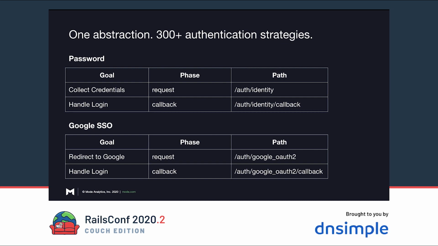Omniauth really has only one central idea. All forms of authentication boil down to a request phase and a callback phase. In the request phase, we check for evidence of the user's identity. We look for an existing session and ask for credentials if we don't find it. In the callback phase, we pass verified identity information to your application and handle anything required to log the user in.